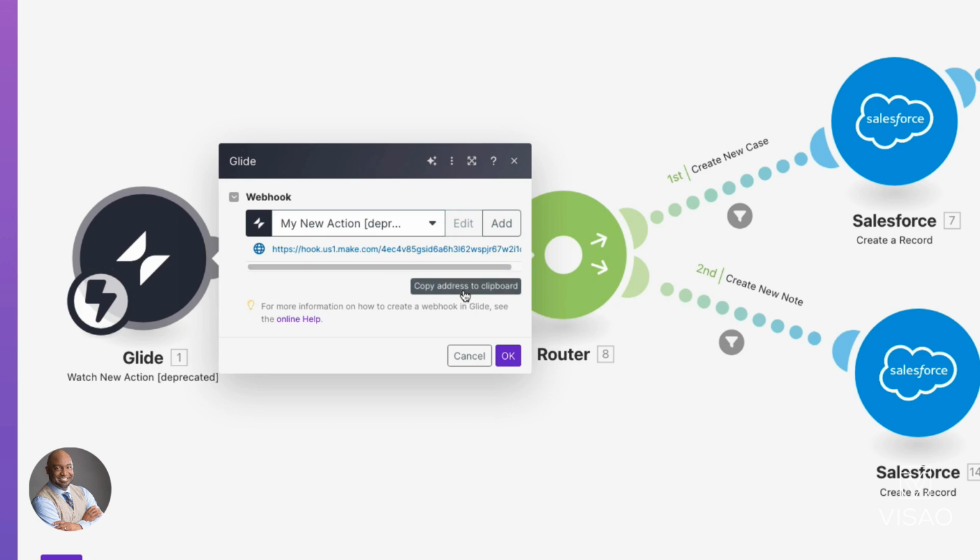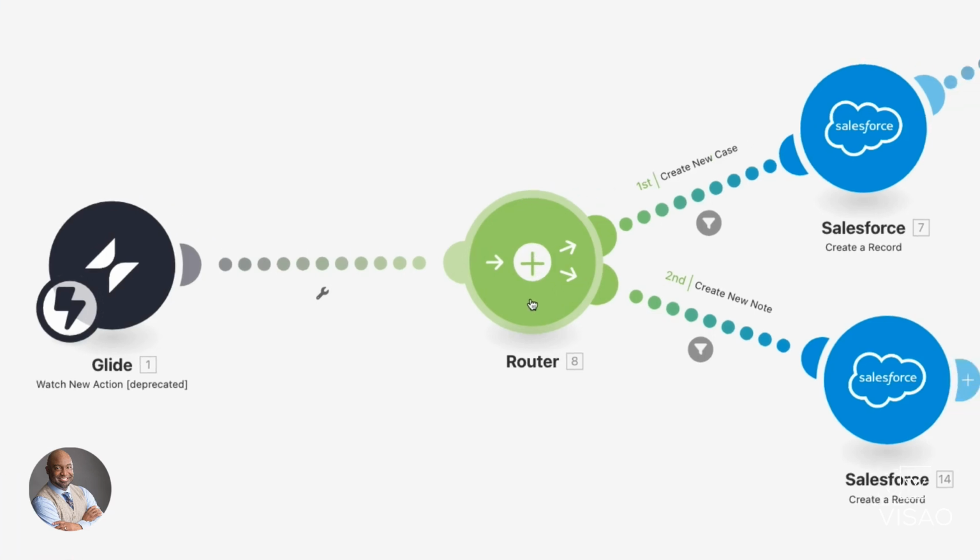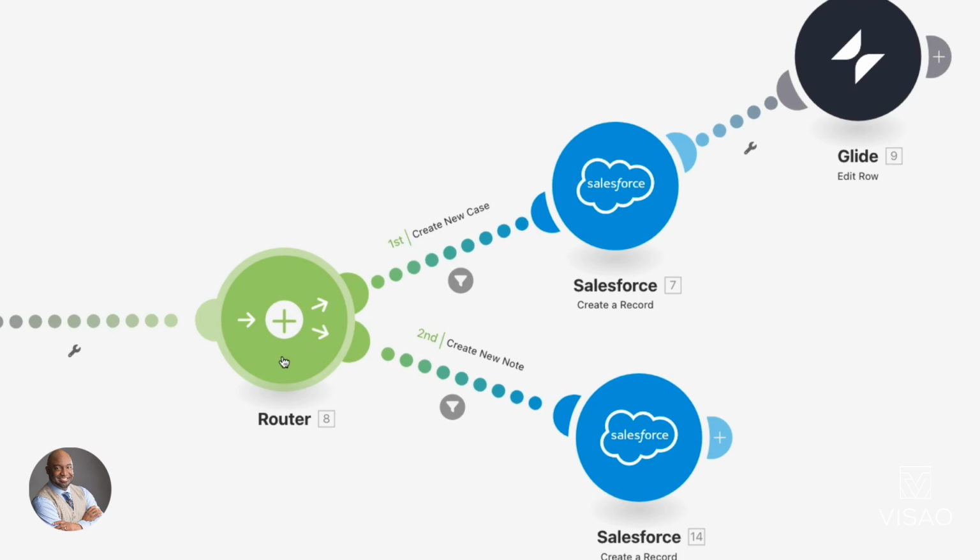So we're going to copy this address to the clipboard, just so we have a copy of it because we'll use that later on. And the next step of this scenario, we have a router. What this router is essentially doing is we can take that one action from Glide and we can route different scenarios or different integration points from one center point.